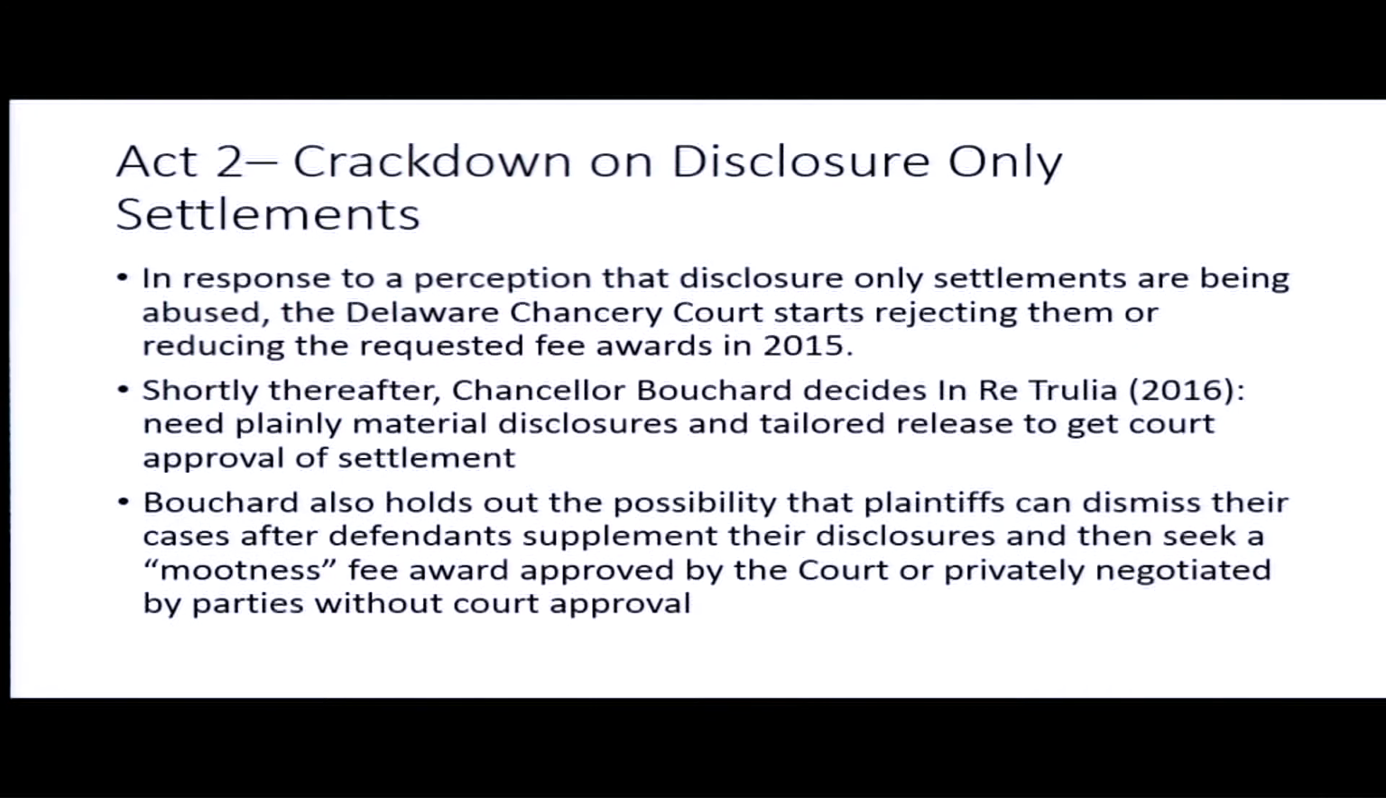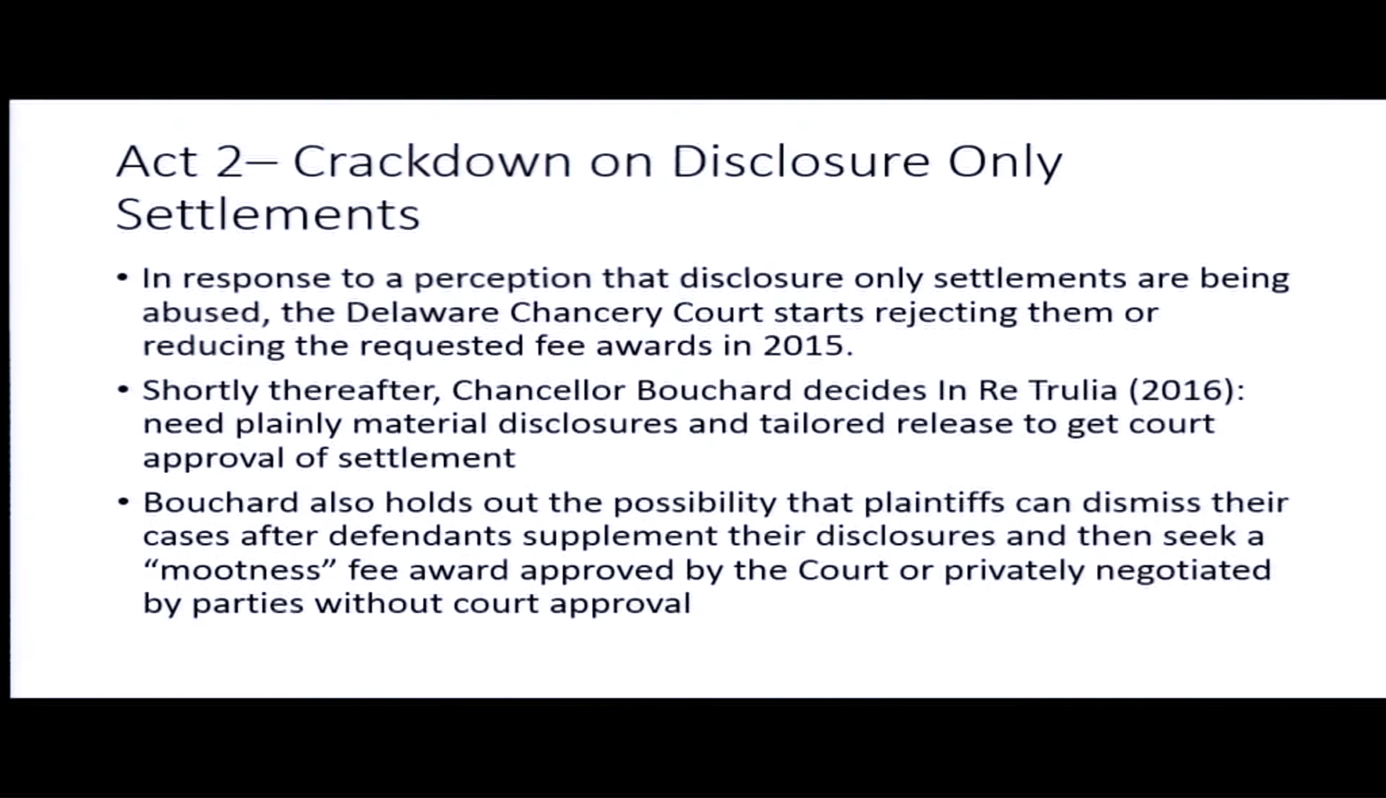Act 2 is now Delaware has control of the state law cases. And so it begins to crack down on these, what it perceives to be frivolous lawsuits. And one of the ways that it does that is it says if you are bringing these cases and your claim is essentially the company didn't tell the shareholders everything they needed to know, that's called a disclosure case.